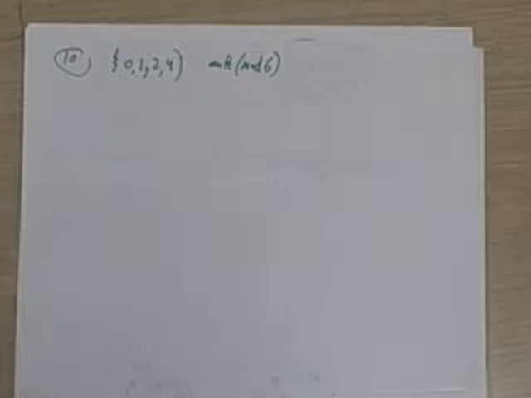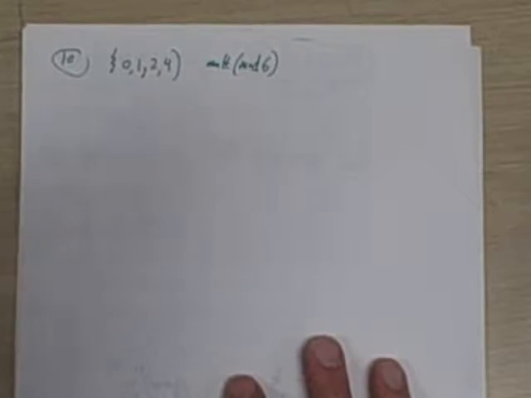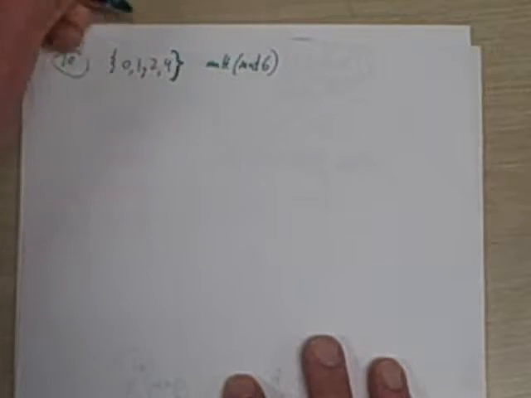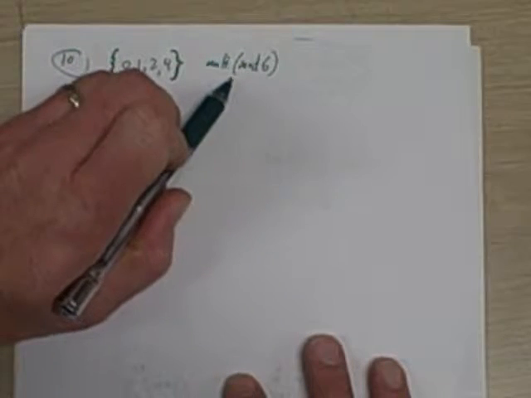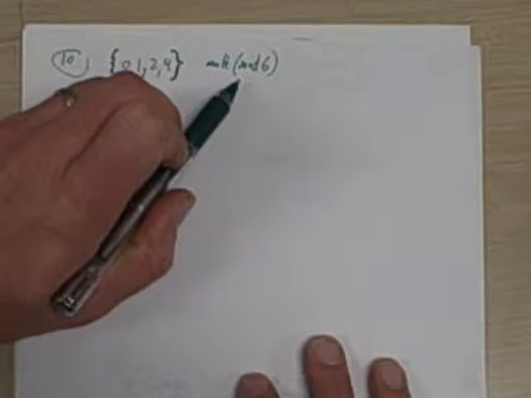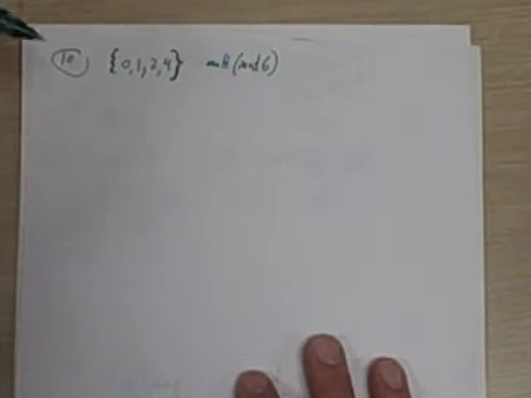Math 125, practice test 2. This is question 10. It's going to be a pretty big one to deal with. So I'm going to look at this set of elements across this operation, multiplication mod 6. So the question is, is it a group?